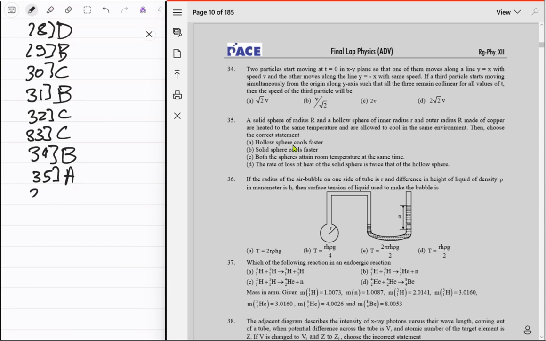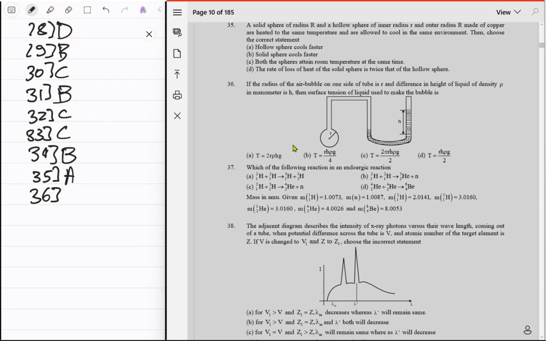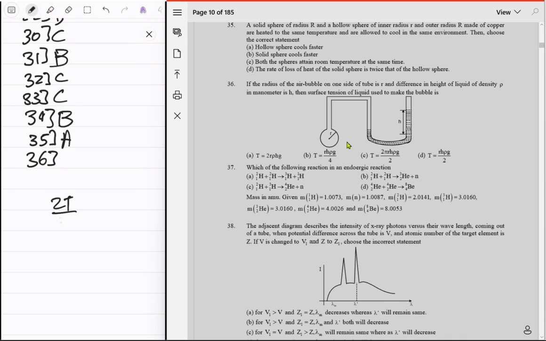Next question. 36. If the radius of the air bubble on one side of the cube is r and the difference in height of liquid of density rho in nanometer is h, then find the density rho here. Surface tension of the liquid used to make a bubble. Okay, this bubble is an air bubble, and this is you, okay, fine, got it. Surface tension of the liquid used to make the bubble, right? 2T upon r is our pressure difference, right?